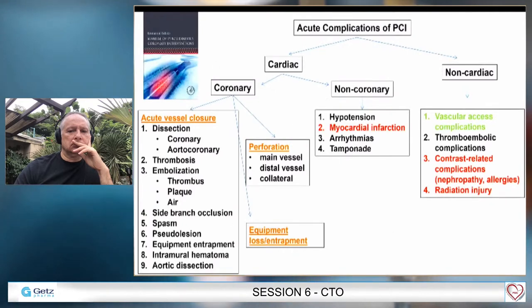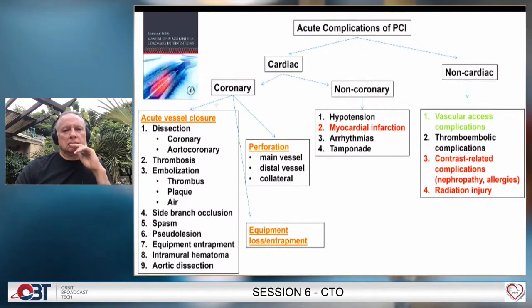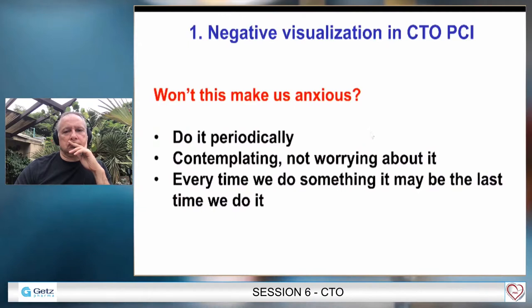This is an example of the various complications of percutaneous coronary intervention, including CTO PCI. And we should always remember that things can be even worse. Even, for example, if you have a perforation but the patient survives, it could have been worse because the patient could have died during the procedure.